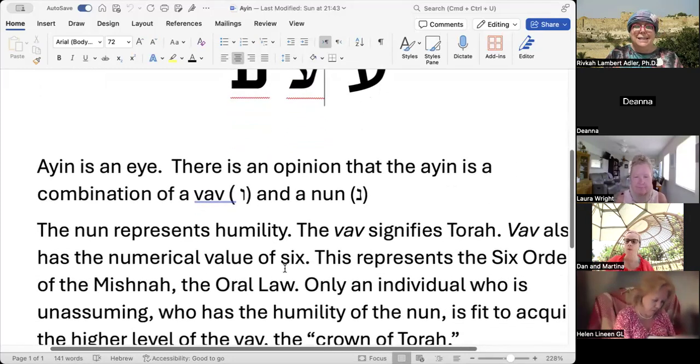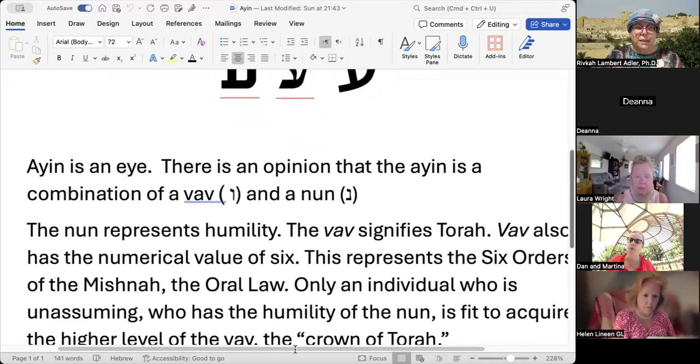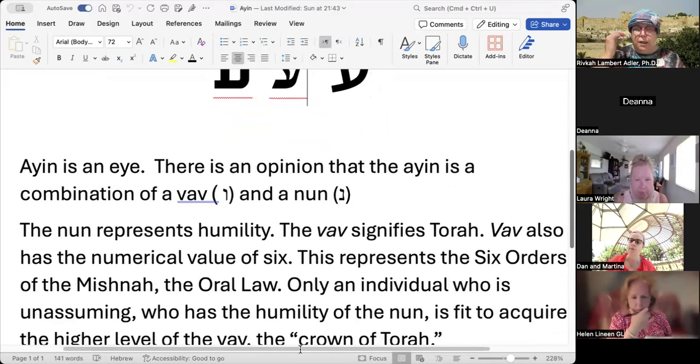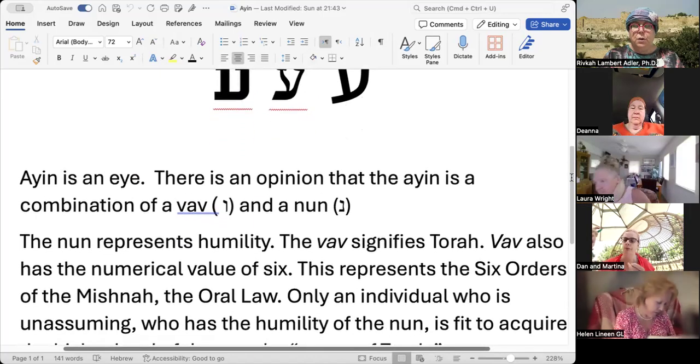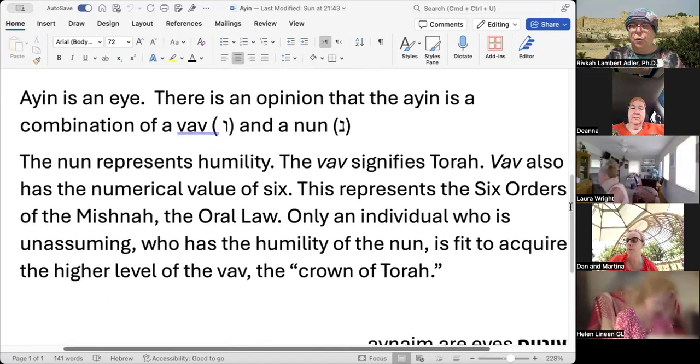Now, vav has the numerical value of 6. It was a letter that we learned a long time ago. And 6 is the number of sections of the Mishnah, of the oral law. And so the teaching from this is that a person has to have humility in order to acquire Torah.